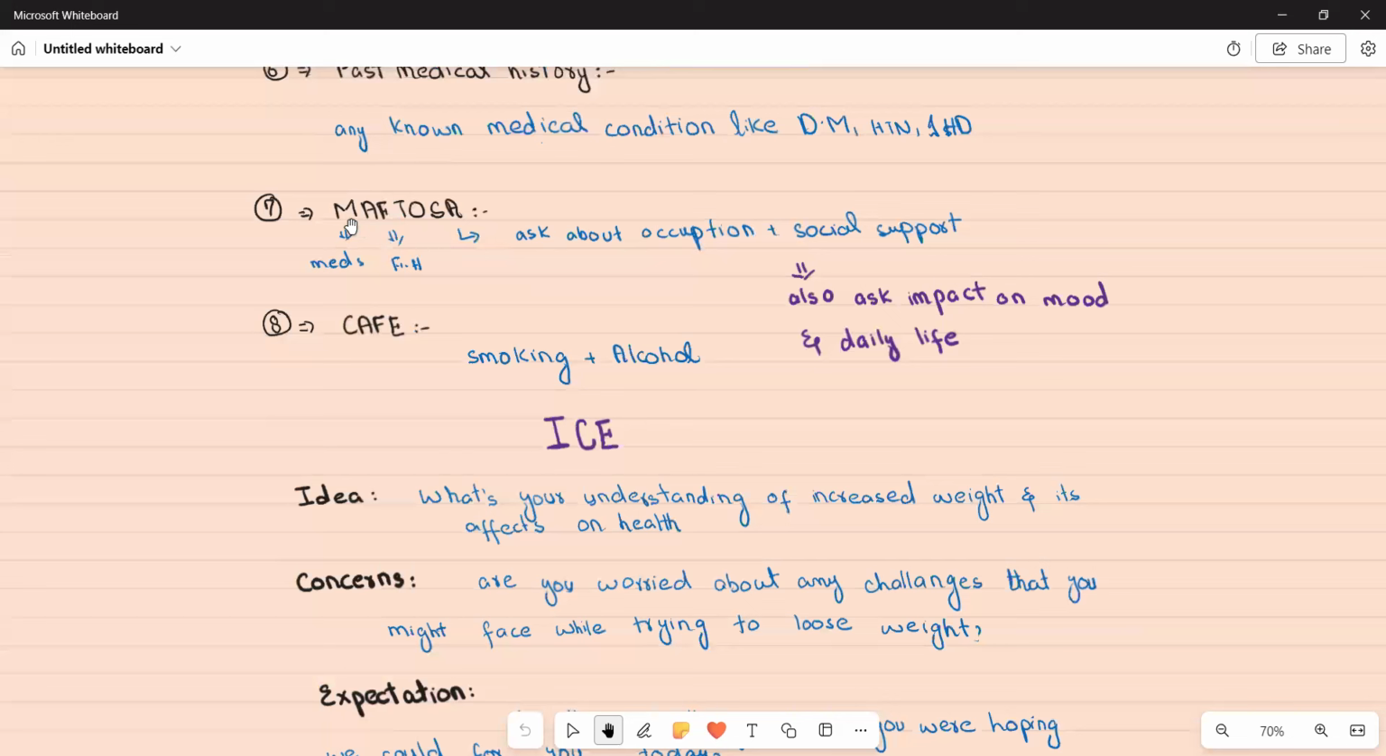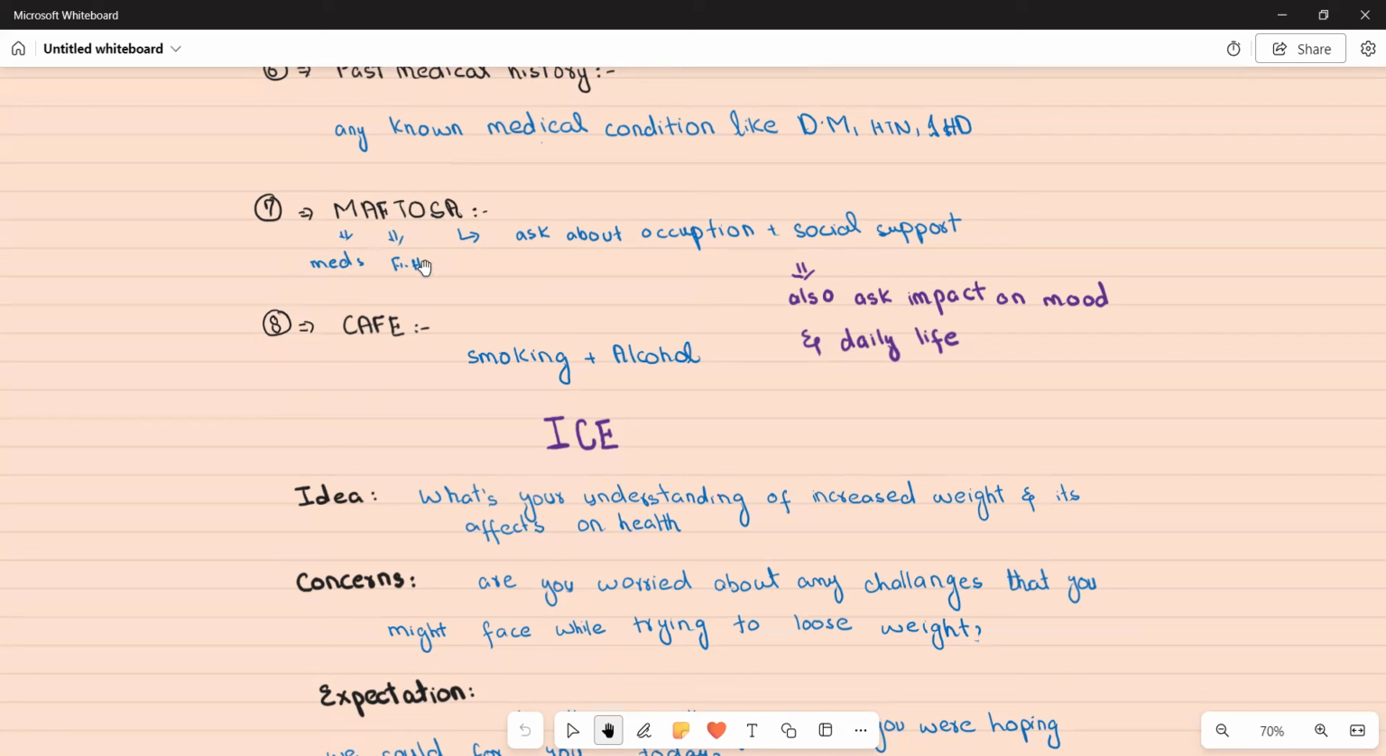Then we are going to ask about MAFTOSA. MAFTOSA is basically an acronym which stands for medication, allergy, family history, travel, and psychosocial. So here the relevant questions in MAFTOSA are medications. Are you on any medications at all? Because there are certain medications like antipsychotic medications, SSRIs, and oral contraceptive pills that are linked to weight gain. So you're going to ask about medications here as well. It's important, okay? Any allergies at all?